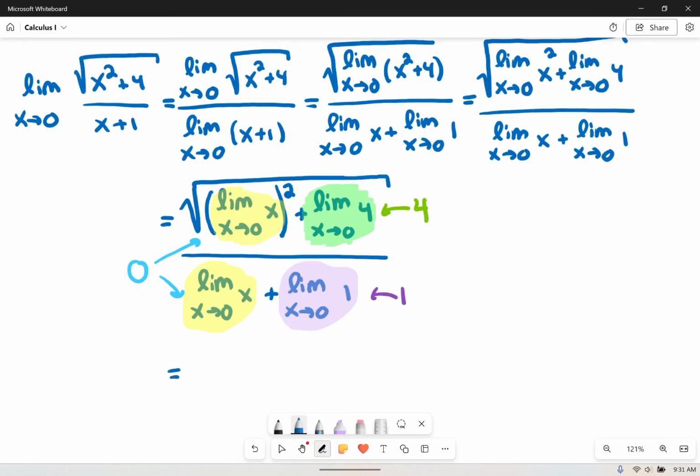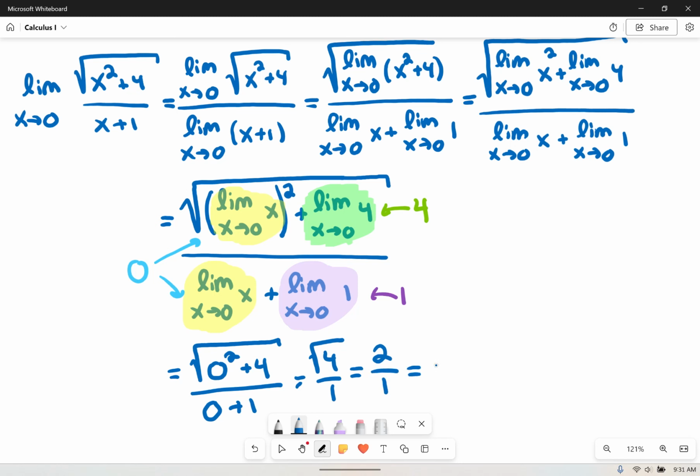So the limit as x approaches 0 of the square root of x squared plus 4 over x plus 1 is equal to the square root of 0 squared plus 4 divided by 0 plus 1, which equals the square root of 4 over 1, so 2 over 1, which equals 2. Notice that the answers we found in this example are exactly what we would have gotten if we had just plugged in the value of x into the function.